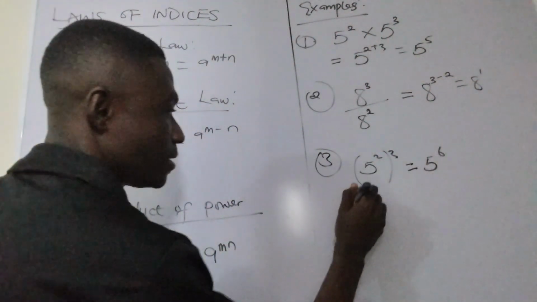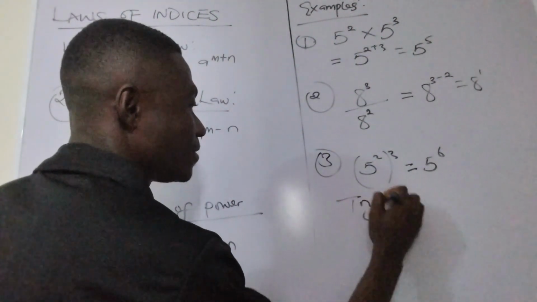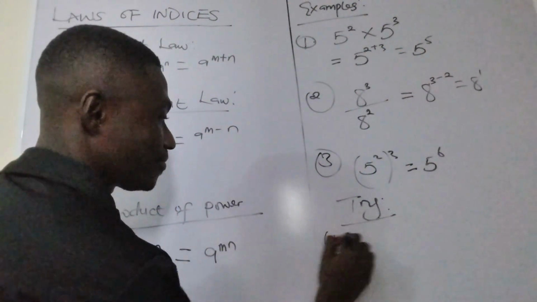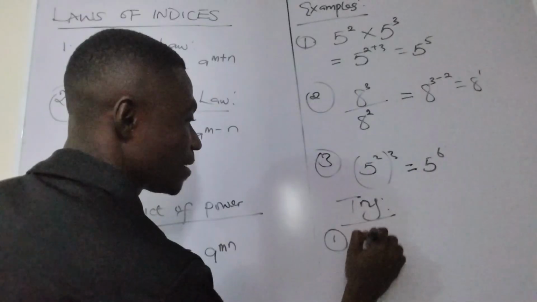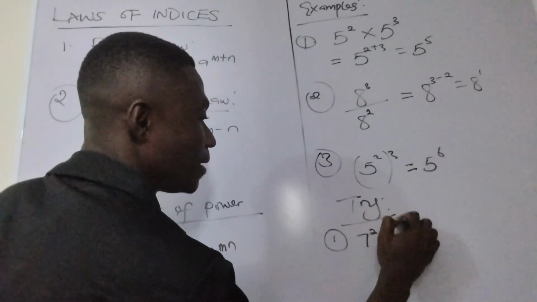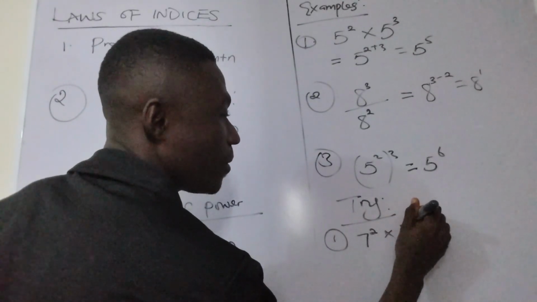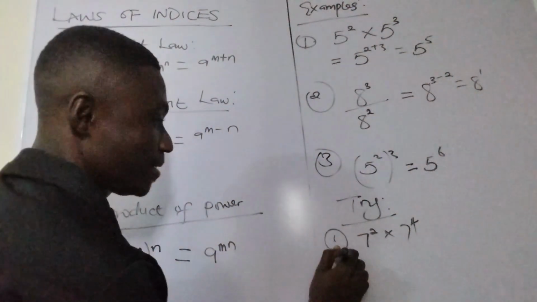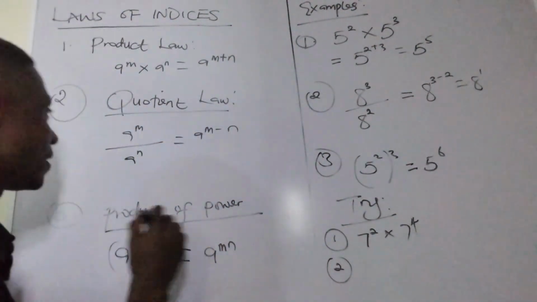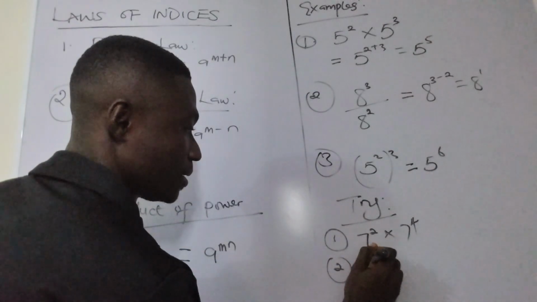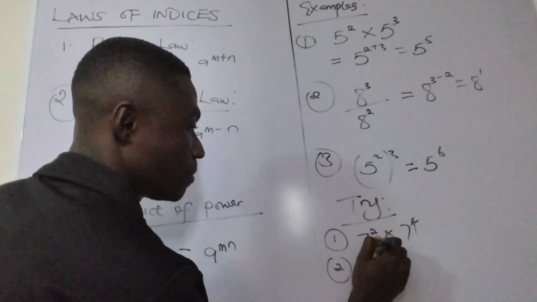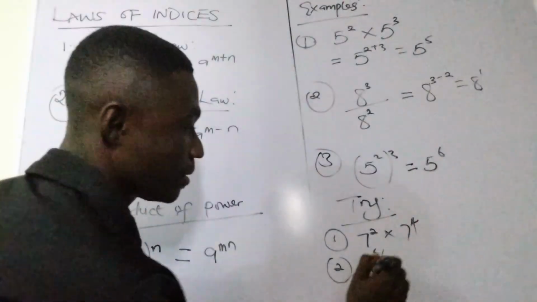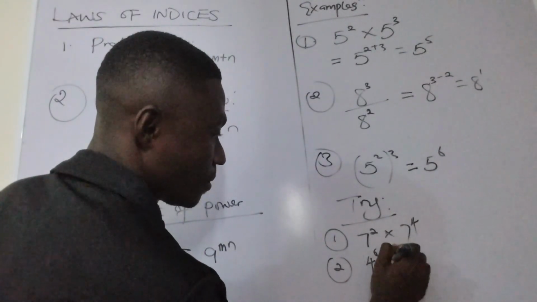So let's try this. Try and let me have the answer in the comment section. We are given 7 to the power of 2 times 7 to the power of 4. And again, maybe we are given 4 raised to the power of 6 divided by 4 to the power of 2.